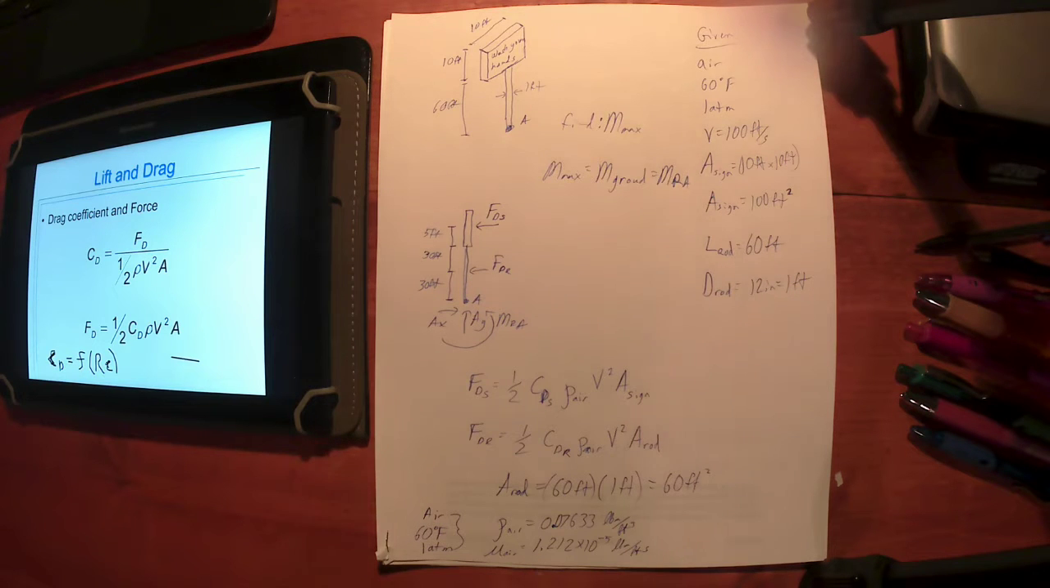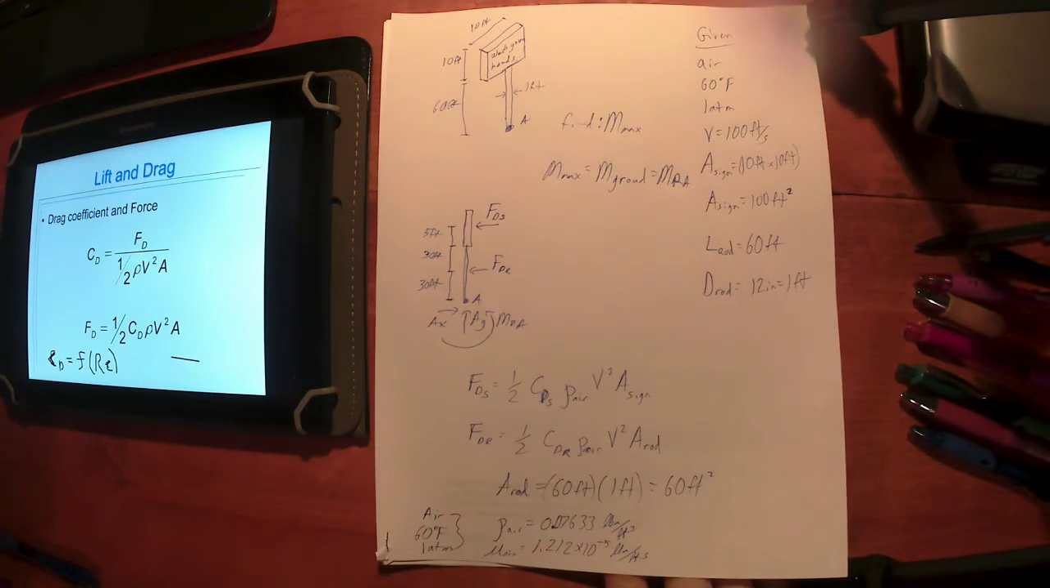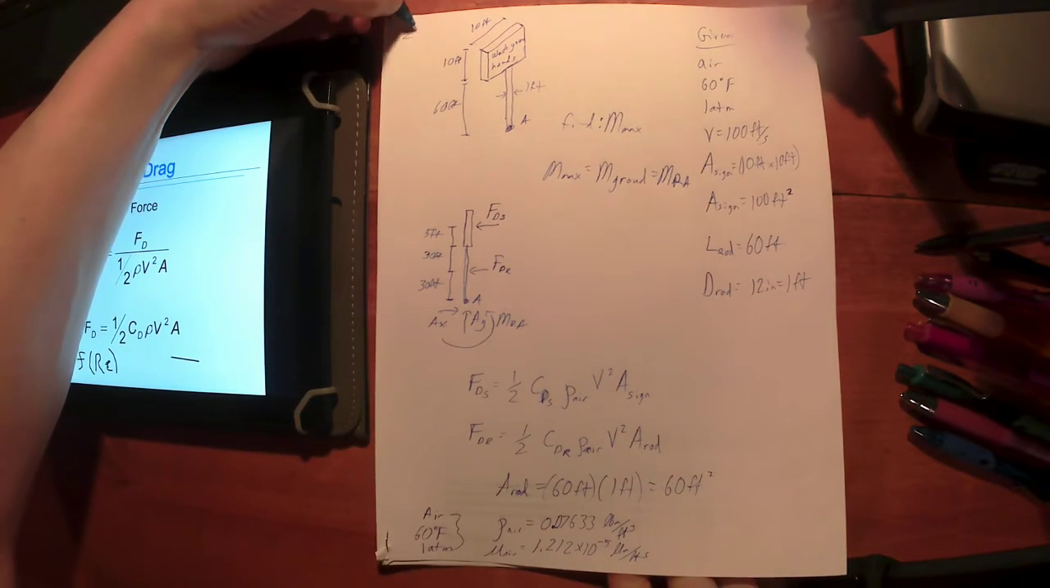Why would I want the viscosity value? Any suggestions why I would want the viscosity value? Okay, well, if you know, you can say it out loud. I don't know if anybody's around you. Maybe they think you're crazy for yelling at your computer screen or your phone. But anyway, we'll see why we need that in just a second.